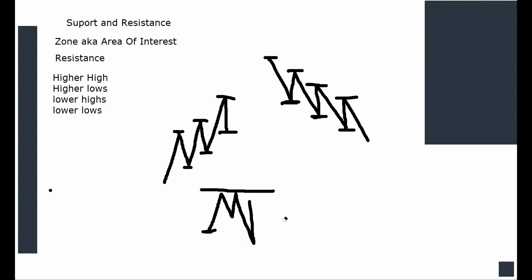So it created a lower low. Number one, let me get organized and give y'all another bullet point. If you're trying to do a buy order, if you're trying to get in on a buy, you need to see a higher high and a higher low. If you're going to do a buy.